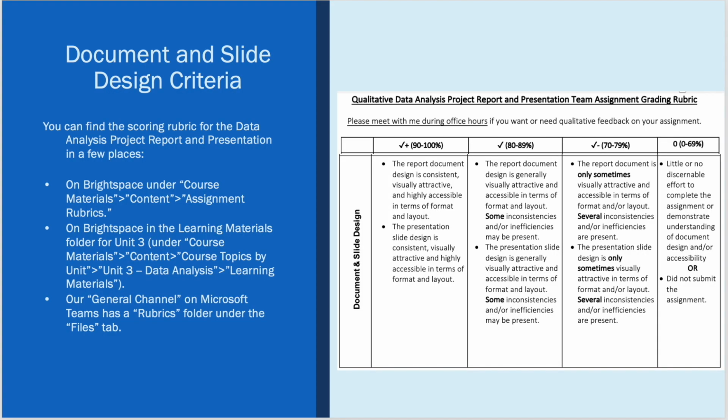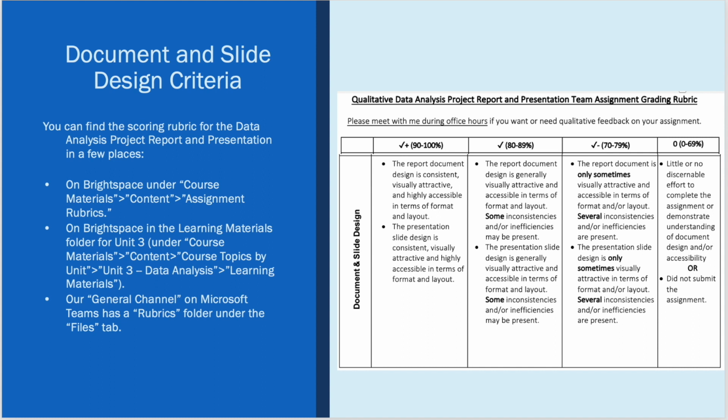You can find the scoring rubric for the data analysis project report and presentation in a few different places. By now, you've seen that you can locate many of our course materials by clicking on Course Materials on Brightspace and then selecting Content. There are two specific content folders where you can find the scoring rubric. One of these would be if you selected Content and then clicked on Assignment Rubrics on the left-hand side of the page.